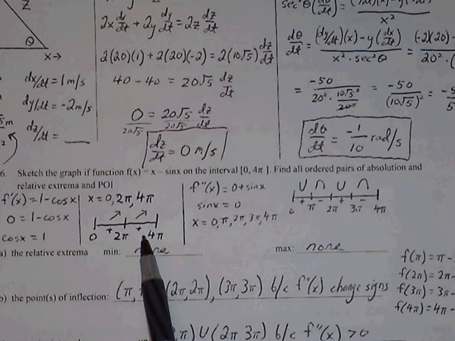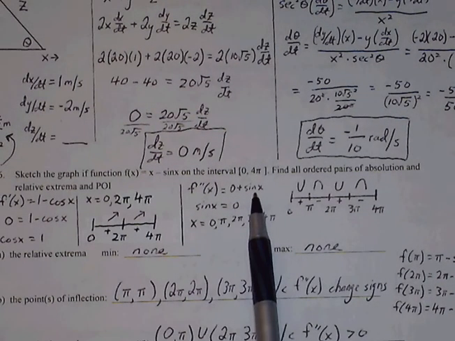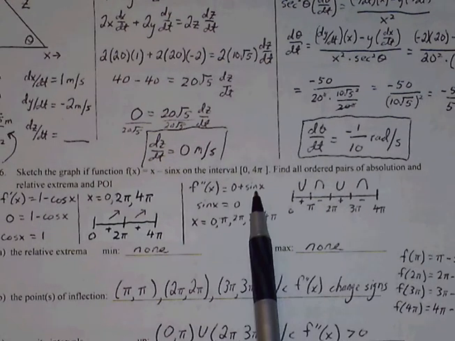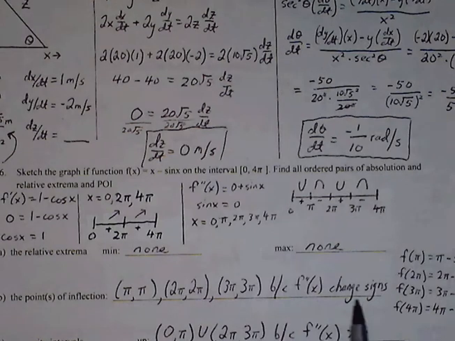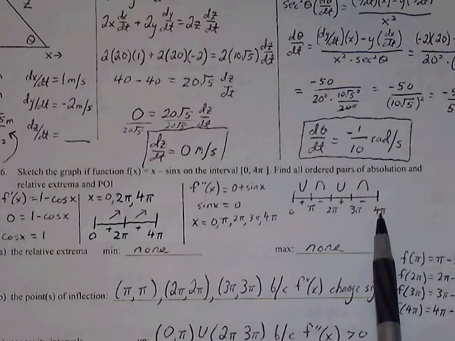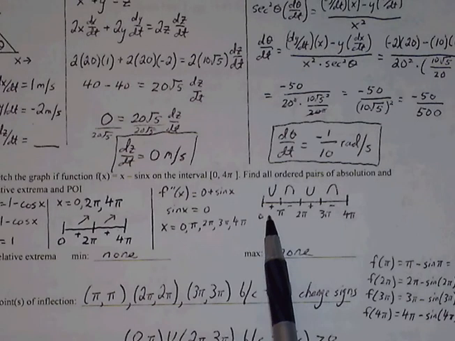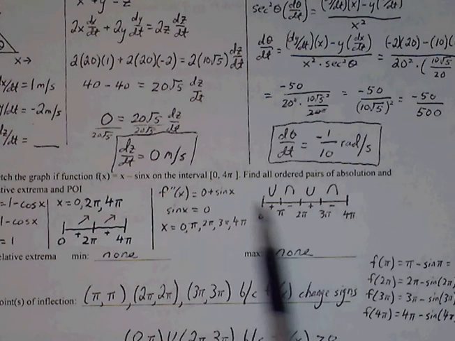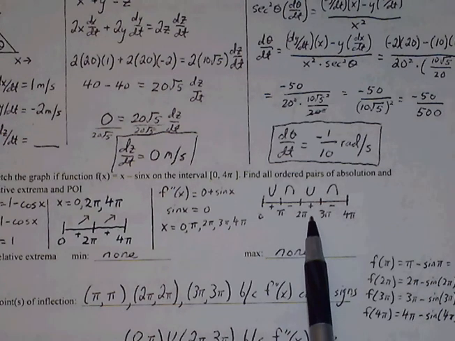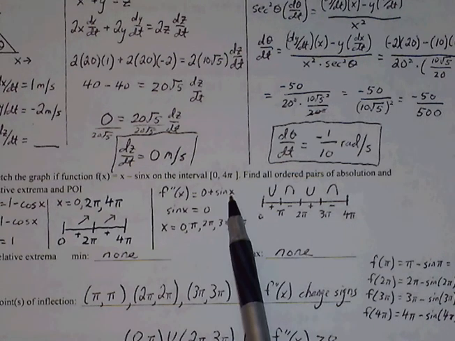Okay, we move on to our second derivative. F double prime, 1 goes to 0, negative cosine turns to positive sine. Set our second derivative equal to 0. When is sine equal to 0? At 0, pi, 2 pi, 3 pi, and 4 pi. Okay, we put all that on the sign line. Okay. Sine of pi over 2 is positive. Sine of 3 pi over 2 is negative. Sine of 5 pi over 2 is positive. And then sine of 7 pi over 2 will be negative.